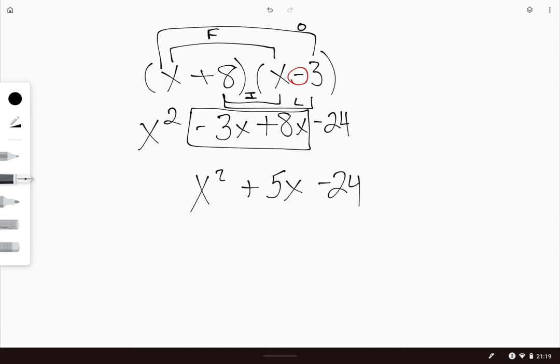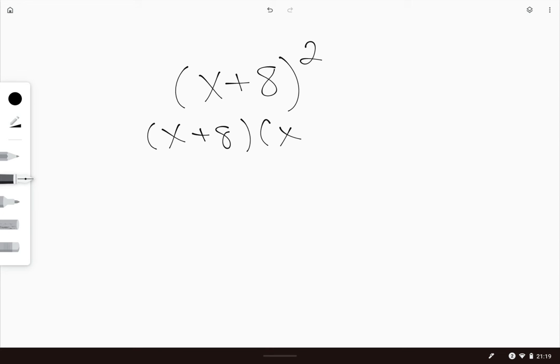Okay, so keep that in mind as you're doing today's problems. Don't stop the video yet. Next one. So if I have something like x plus 8 squared, so I know whenever I have an exponent, that's how many of that expression I'm going to multiply. So x plus 8 squared becomes x plus 8 times x plus 8.